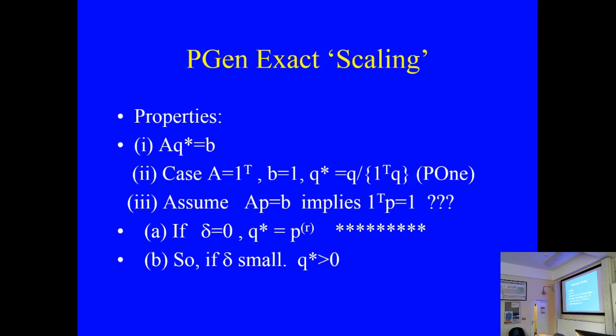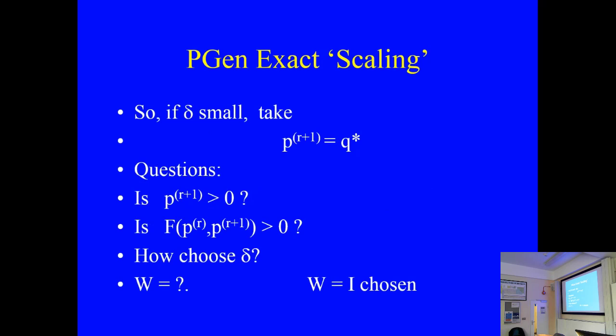It might be useful that the constraints AP equals B does include 1 transpose P equals 1, but now I'm not so sure. Also, a second property is that if delta is equal to 0 in the algorithm, then Q star has not changed from PR. An implication would be that for small delta, given that PR is positive, Q star should be positive as well. So we have the makings of an algorithm here, that we might take the next iterate to be this term Q star for some choice of delta small.